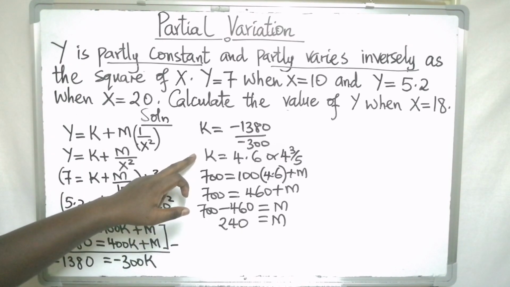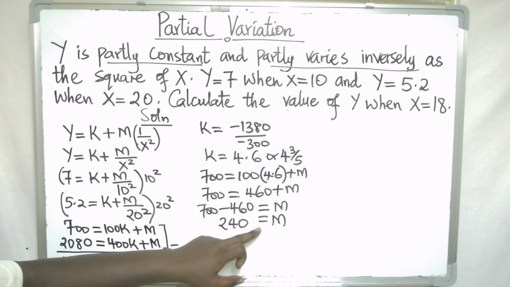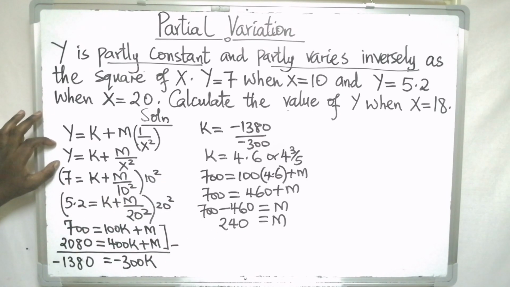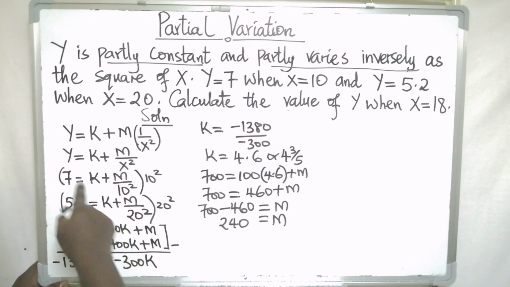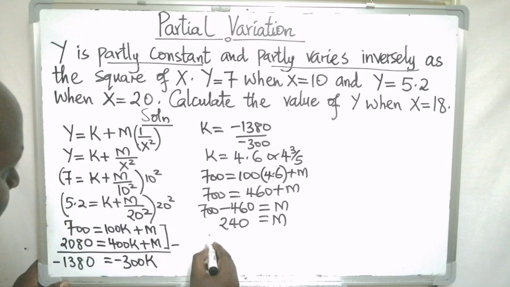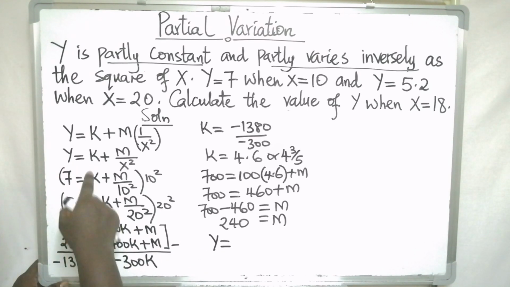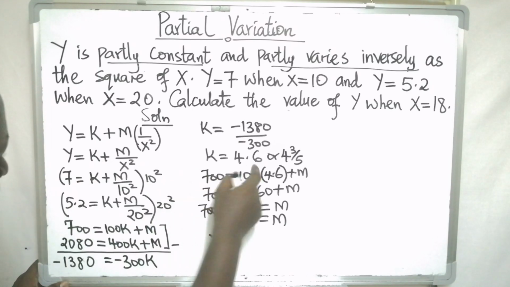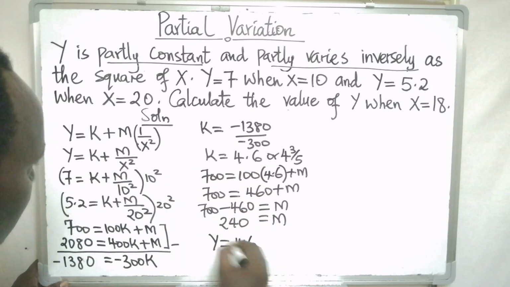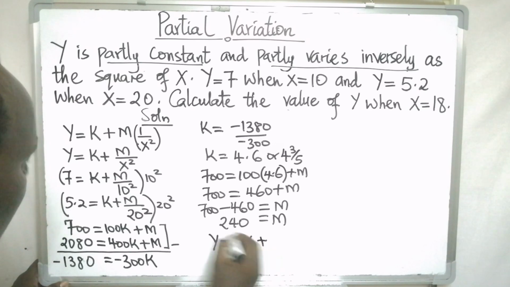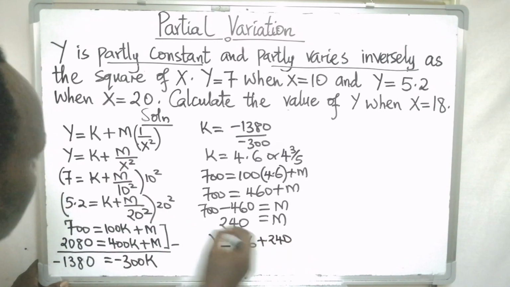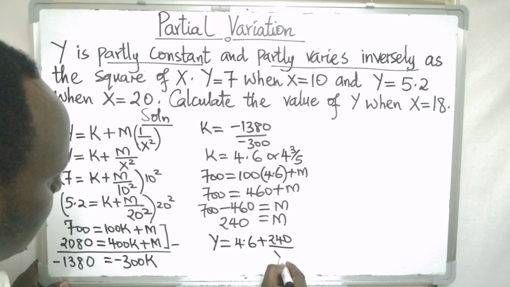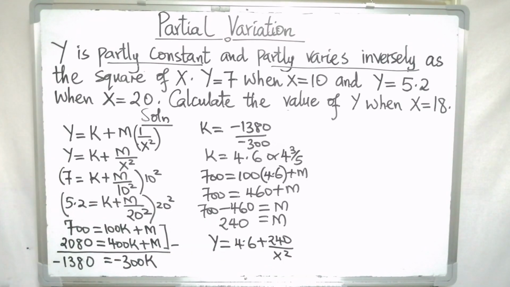Now that we have the values of the constants k and m, we can now write the equation connecting the variables y and x. And that becomes y is equal to k, which is 4.6, plus m, which is now 240, over x squared. So that is the equation connecting the two variables.